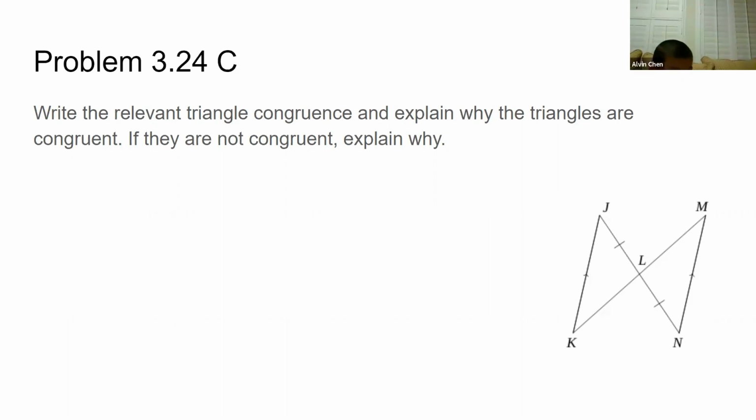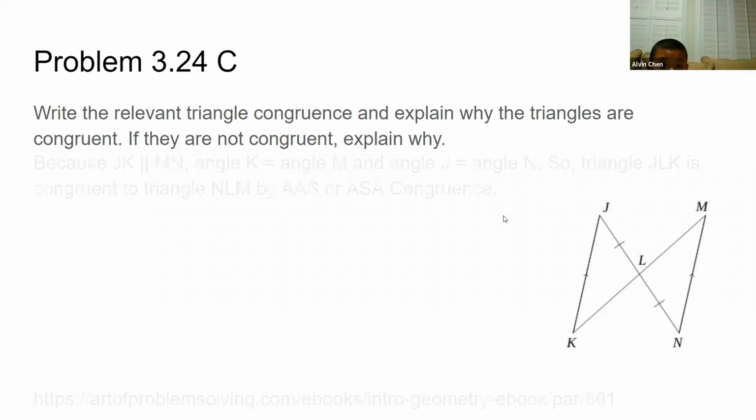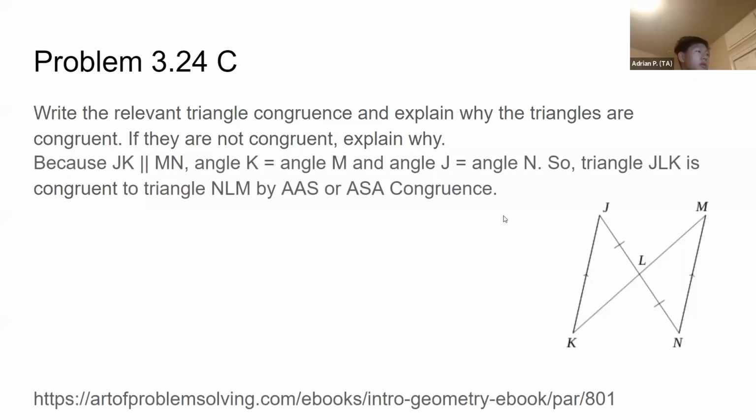ASA or AAS. Because of the parallel lines, angle JKL equals angle NLM, and it goes the same for the other angle. You can do AAS or ASA. And technically, you can also do AAA. If these two are congruent and these two are vertical, you could do ASA, AAA, or AAS, but they all work. AA is for similar triangles, right? Oh, sorry. Yeah, that's very similar.